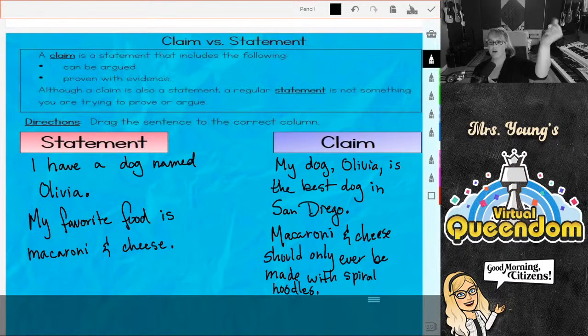And then here's all the reasons why. So you're switching it up and making it sound a little bit more formal than just, my favorite food's mac and cheese, the end. No, you're setting up an entire argument. Macaroni and cheese should only ever be made with spiral noodles. In the event that you are going to have macaroni and cheese for dinner and you want to maximize how much cheese you have per surface area on a noodle, spiral noodles should be your choice each and every time.